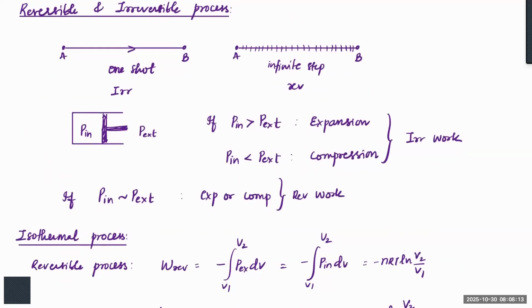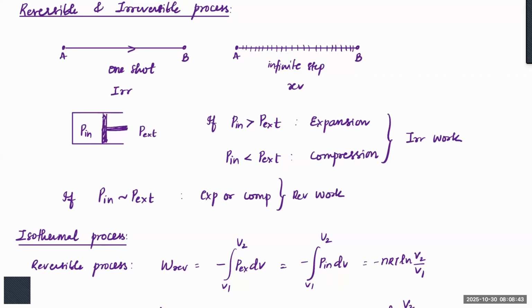See, if you're moving a piston in a system from a point A to point B in one shot, instantly, then that is called an irreversible change. If you are going very gradually, very slowly, taking one step at a time, then having infinite steps makes it reversible.